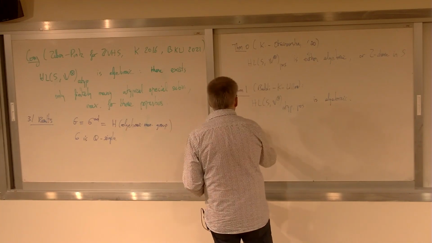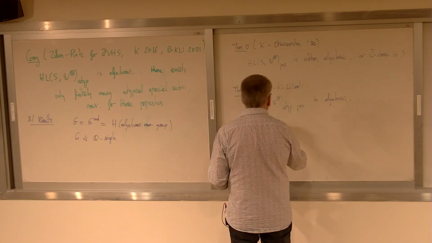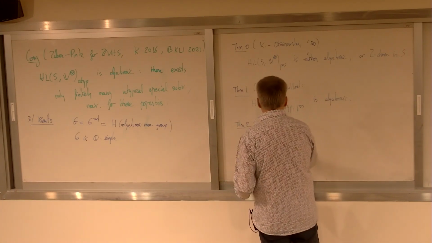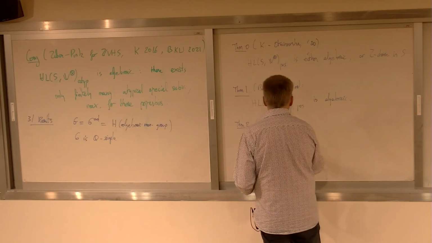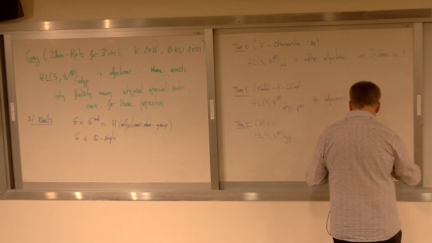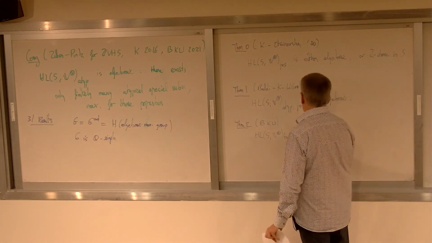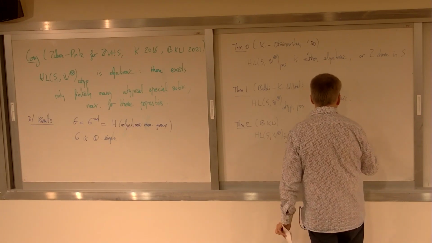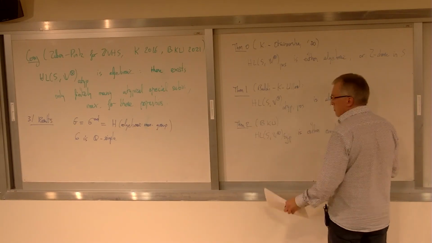Okay, so this was theorem 1. Theorem 2, also with Baldi and Ulmo, tells you the following: if you look at the typical locus, then this typical locus is either empty or it is analytically dense. If it is not empty, it is automatically analytically dense.